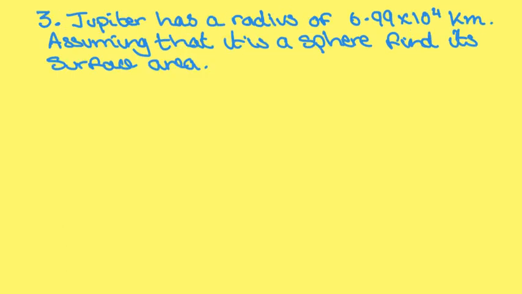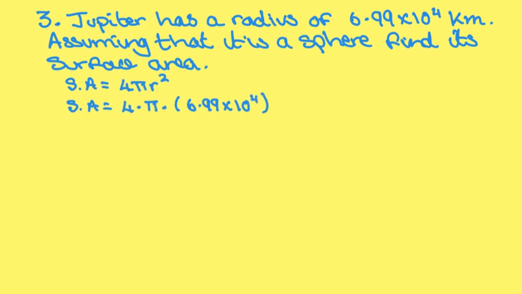Question 3. Jupiter has a radius of 6.99 times 10 to the power of 4 kilometers. Assuming that it is a sphere, find its surface area. Well, the surface area formula is 4 pi r squared. That is in your formula booklet. So the surface area is 4 times pi times brackets 6.99 times 10 to the power of 4 squared.